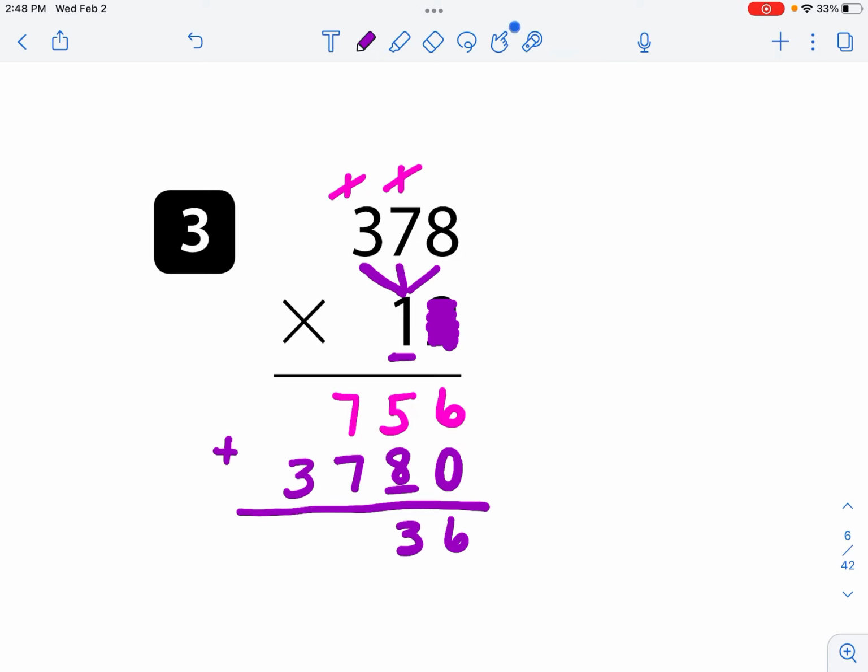Okay, we have 8 plus 5, which is 13. 7 plus 7 is 14, plus 1 is 15. And there we have our answer.